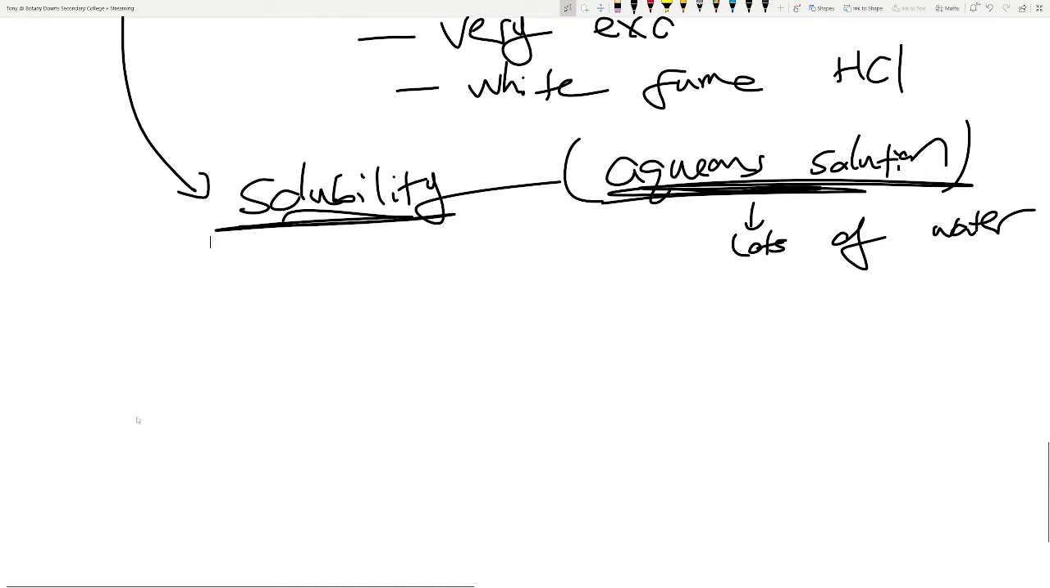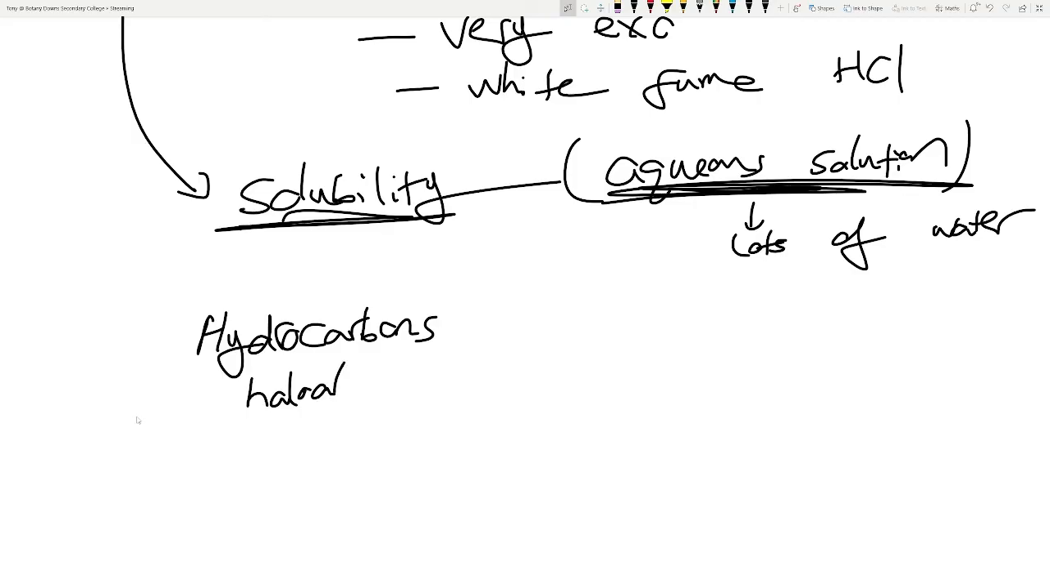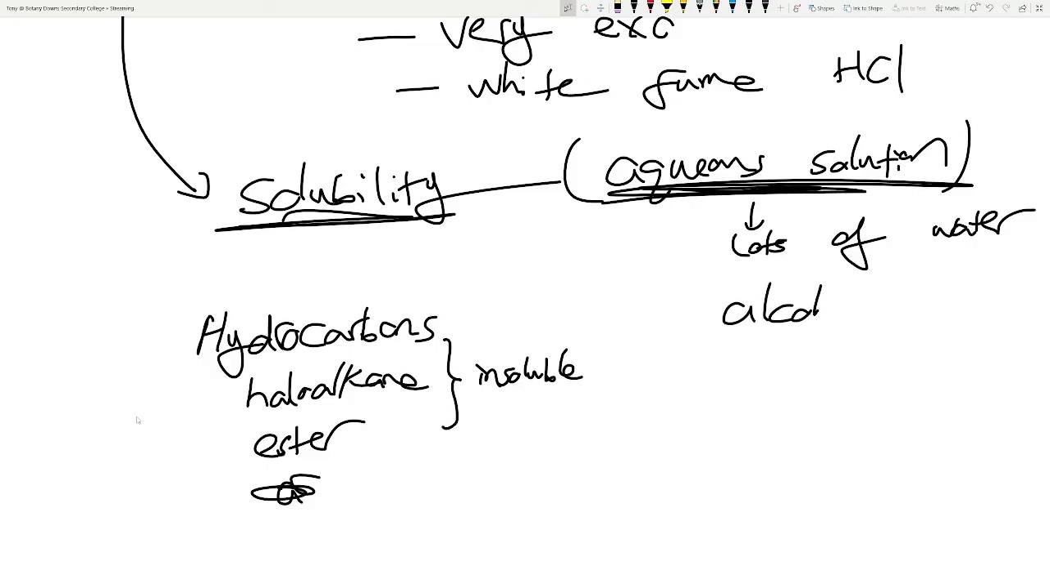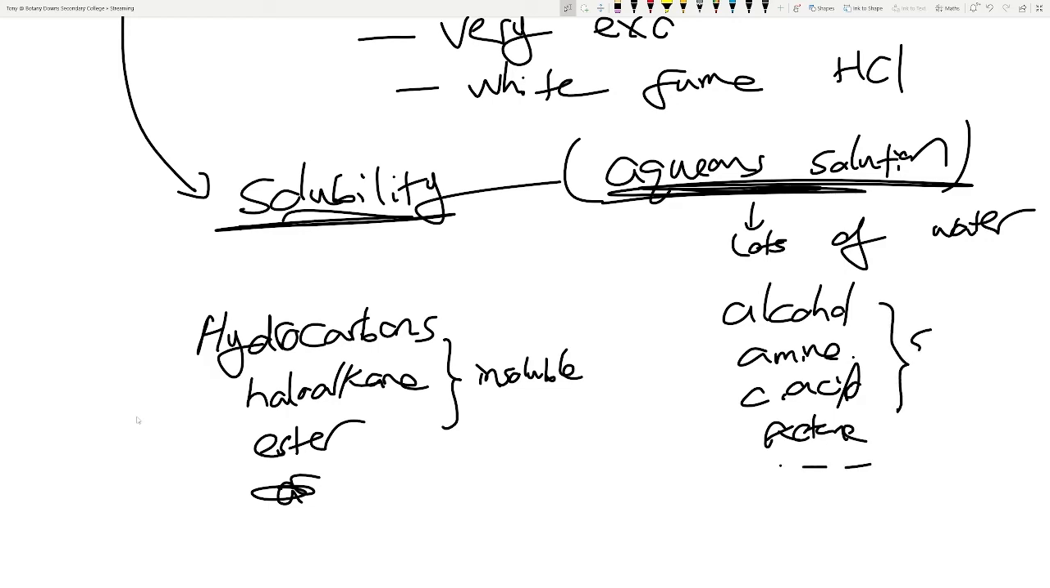So if you think about the solubility, the haloalkanes, the hydrocarbons, so that's your alkanes, alkynes, your haloalkane, even your ester is not the best. Even sometimes the amide is more on this side. So these guys are more insoluble. Okay, and then you've got the likes of alcohol, amine, carboxylic acid, ketones, aldehydes. These things, if they're short chained, are most likely soluble.